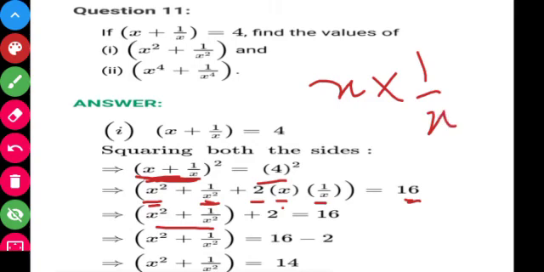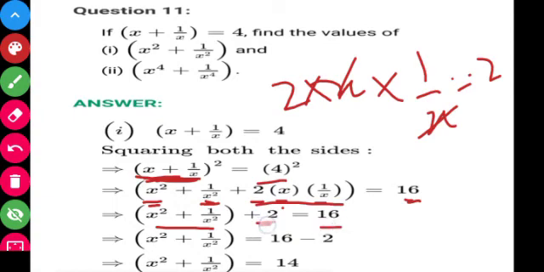This will be 2 into x into 1 upon x. So x and x cancel, only 2 will be there. So here only 2 is equal to 16. Now transfer this 2 on this side. So you'll get x square plus 1 upon x square is equal to 16 minus 2. So x square plus 1 upon x square is equal to 14. Understand? First part done.